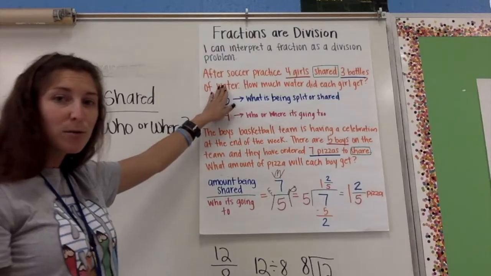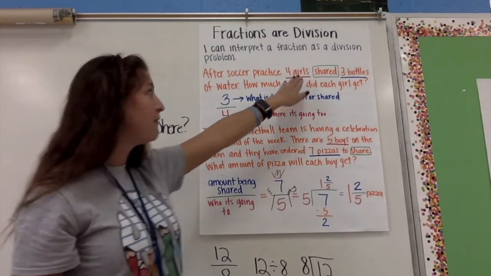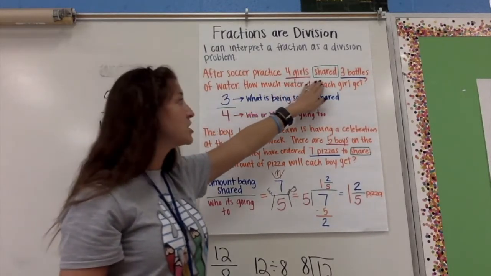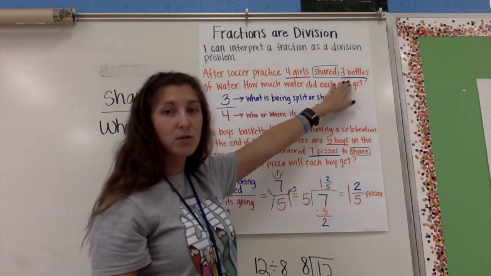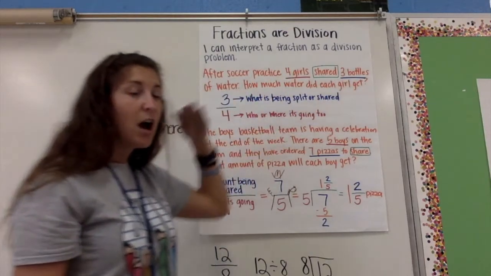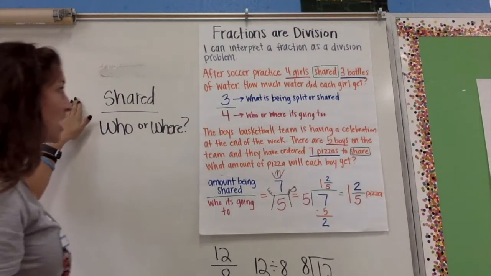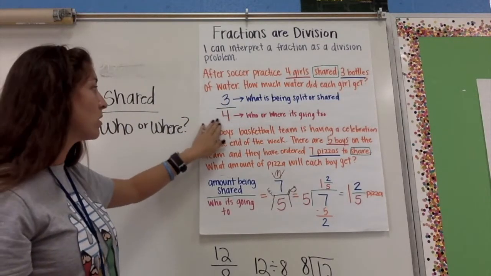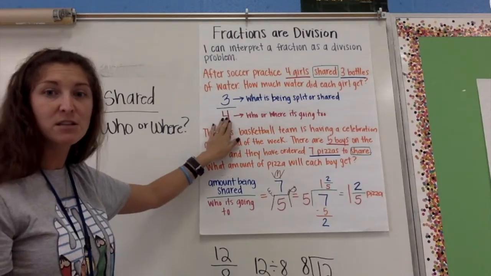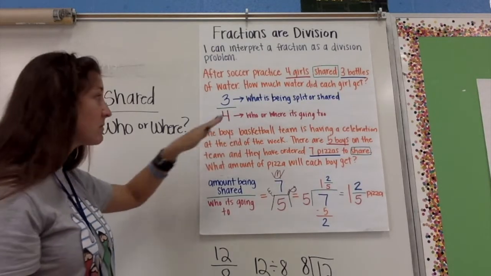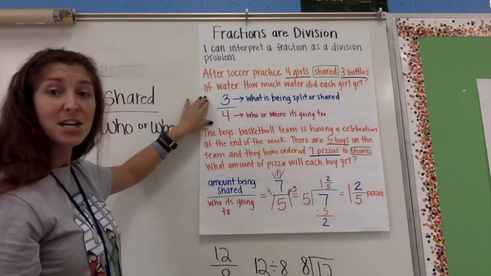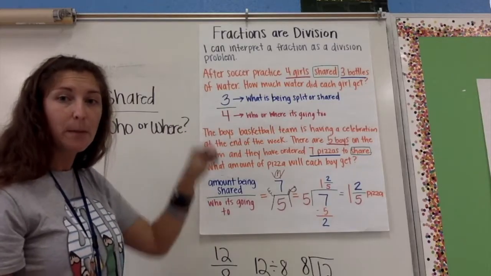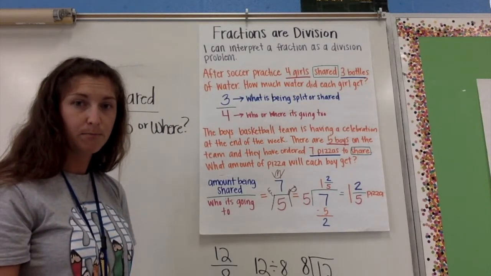In this problem up here, I have 4 girls who are sharing 3 bottles of water. The part that's being shared is the 3 bottles of water. Who or where it's going to is 4. Therefore, they would each get 3/4 bottles of water.